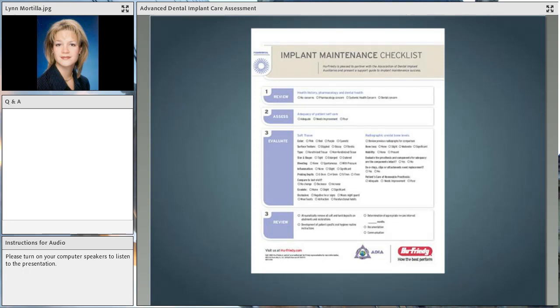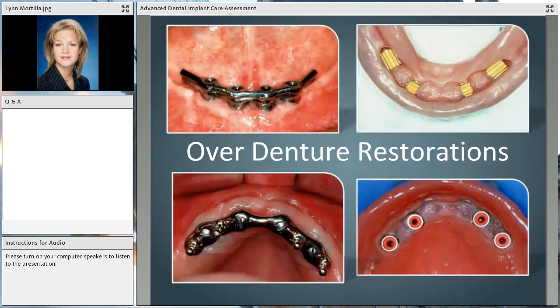I know you see a couple of different things than I do. But this is the implant maintenance checklist, and everything that we're talking about tonight is on this checklist so that you have an easy method of going through things without forgetting anything and being sure that you capture all of the instrumental information for these assessments of these implants. The next thing we're going to look at is what type of restoration is in place.